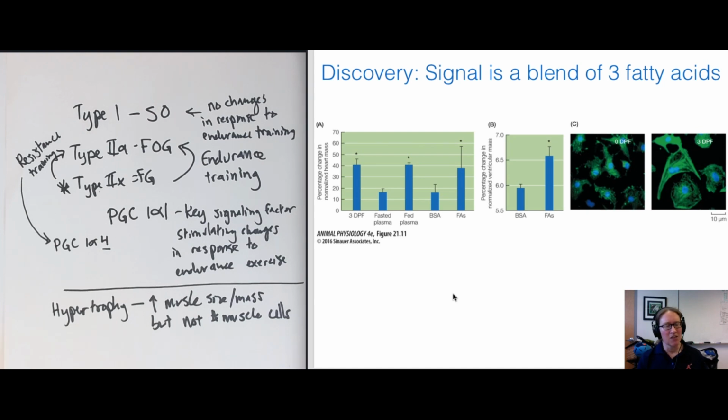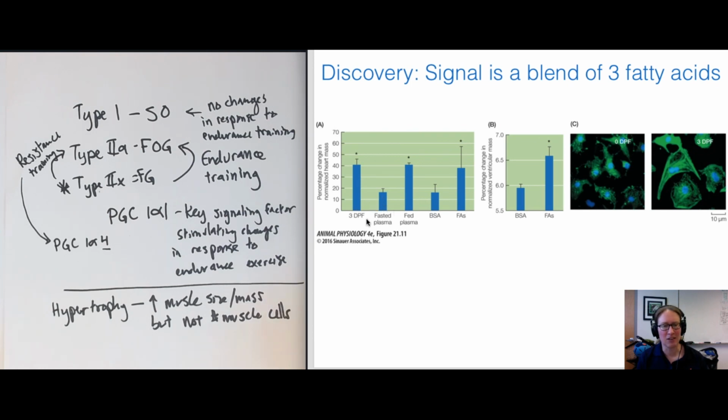Okay. So then they're curious about how this hypertrophy is actually accomplished. The scientists studying this discovered that the signal that leads to cardiac hypertrophy is actually a blend of 3 fatty acids. So here on the left-hand side, I've got pythons after a range of treatments, and the y-axis here is % change in heart mass. So on the left-hand side, this is 3 days post-feeding, okay? So again, showing hypertrophy, okay?